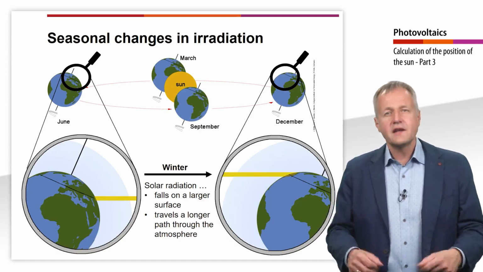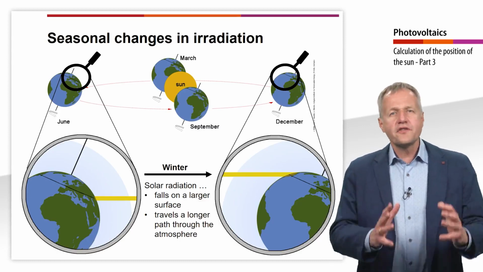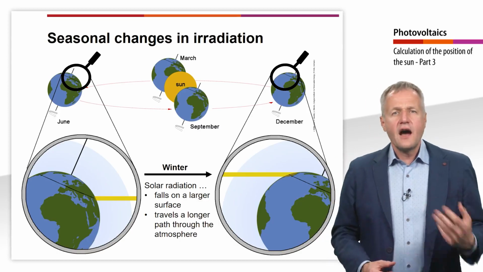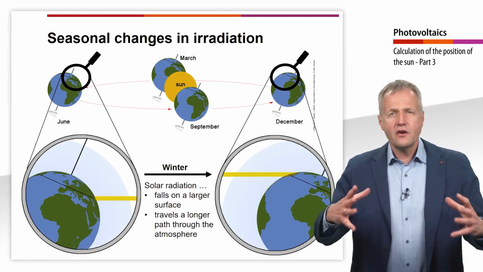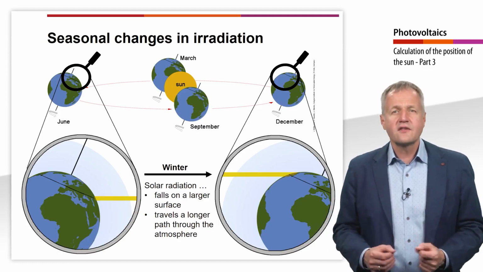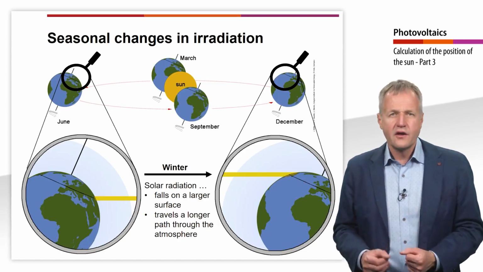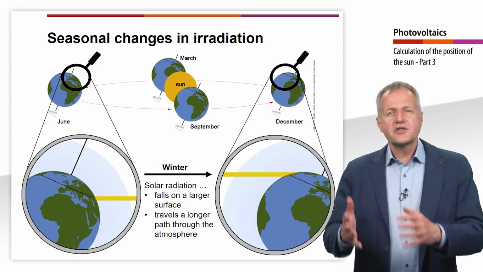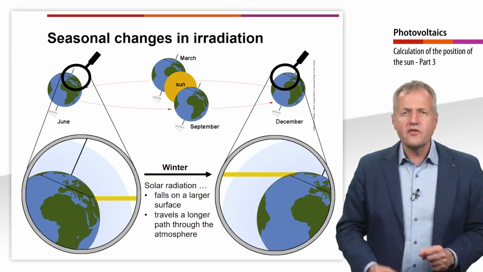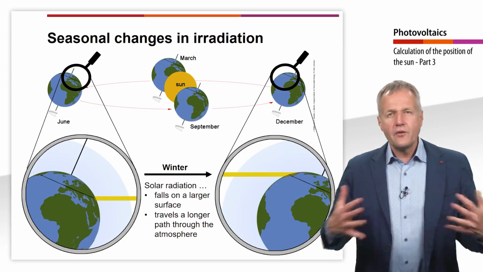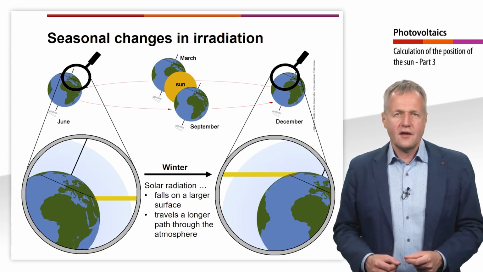On the contrary, in December, in winter, when the northern hemisphere is tilted away from the sun, sunlight falls on a larger horizontal surface. In other words, the sunlight is more diluted. Hence, the irradiance is weaker. Furthermore, the sunlight travels a longer path through the atmosphere. In other words, the air mass is increased and the irradiance is even weaker than in summer.